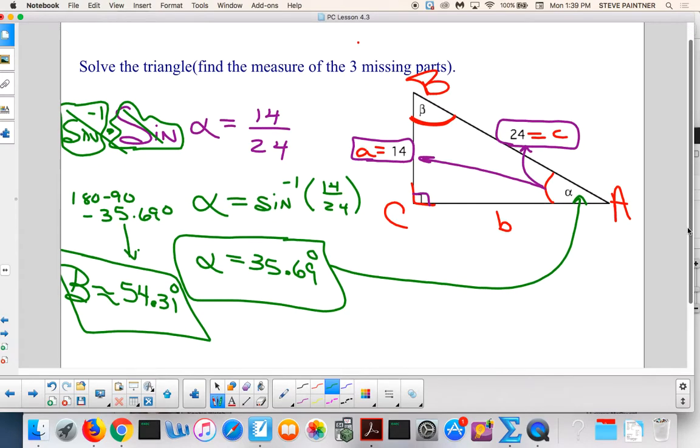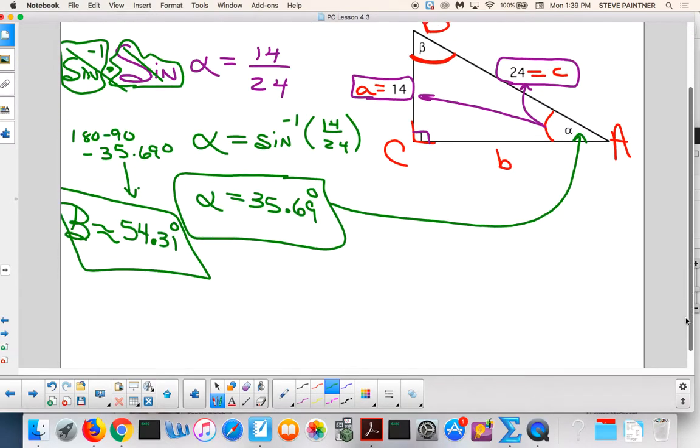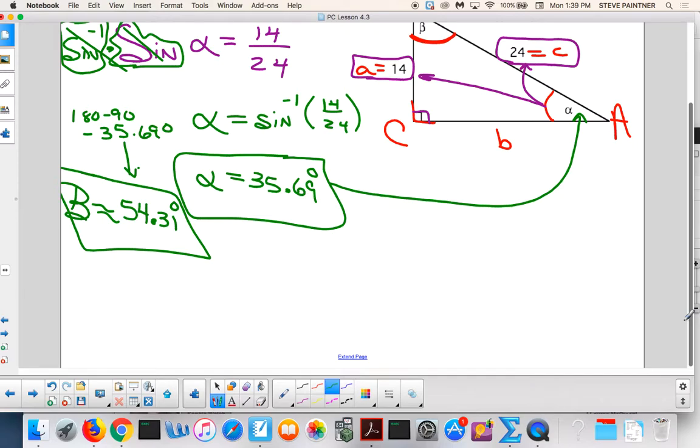Could you do the Pythagorean theorem? Yeah. Sure you can. But guess what? I'm not gonna. So here's B. So you got to pick an angle. I'm gonna pick alpha. What's this side to alpha? Adjacent. What's this side to alpha? Hypotenuse. Adjacent, hypotenuse. Which one? Cosine of alpha. Alpha is right there, guys. It's 35.69 degrees. Equals what over what? B over 24, yeah.